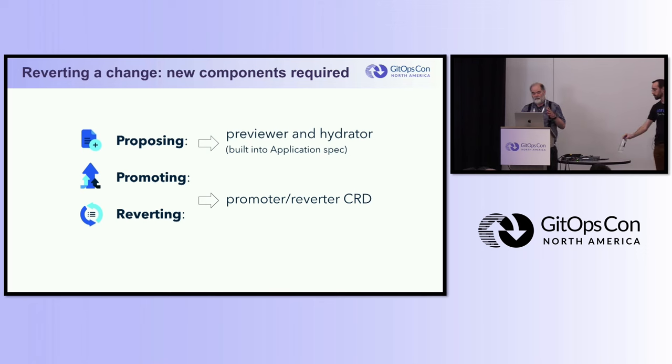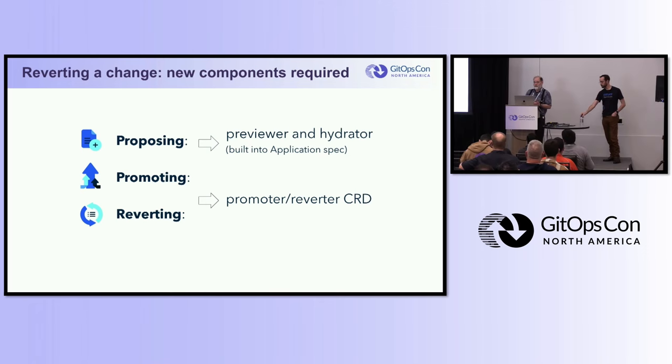Now, in order to do the proposing, we need a previewer and hydrator built into the application spec. And somebody asked me here about Cargo. Cargo could use that as well, because once you open the PR, we could show what's going to happen if you merge it. And then promoter reverter would have to be a CRD. And again, we could discuss between us and eventually reach an understanding on how it happens. But our main concern is that this will be GitOpsy.